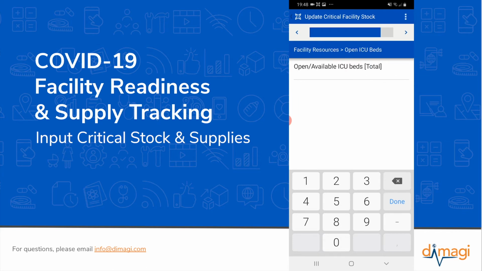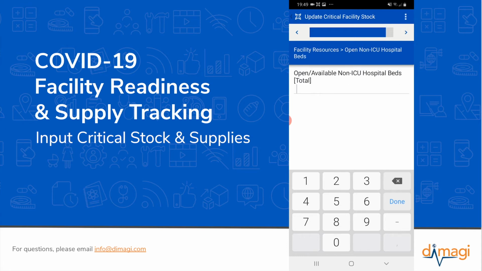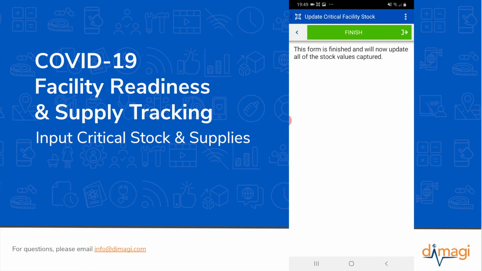Here we are able to update the number of available ICU beds. So in this case, we can say of the 10 that we previously recorded, 5 of them are still open. Again, it confirms whether the total number of ICU beds may have changed. We can say that they've remained 10. The total number of non-ICU hospital beds, we can say that there are 50 that are open of the 150 that we had previously recorded. This is the end of this form, and this will now update the stock values.